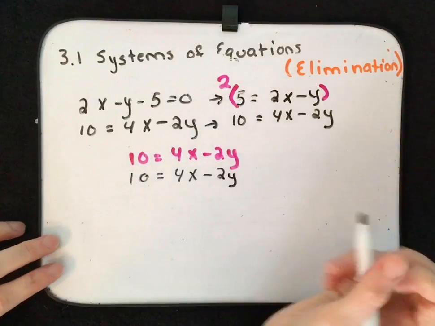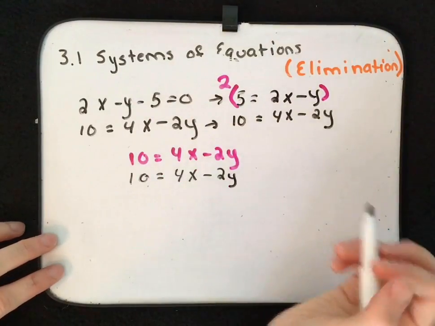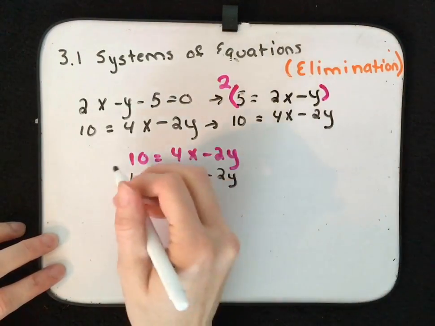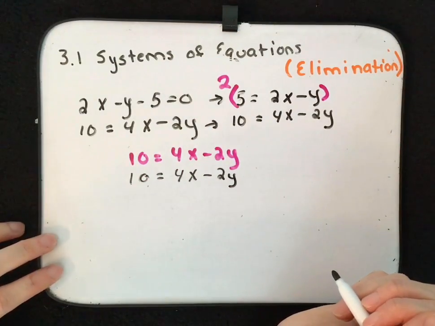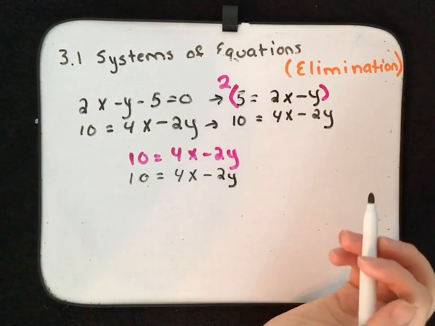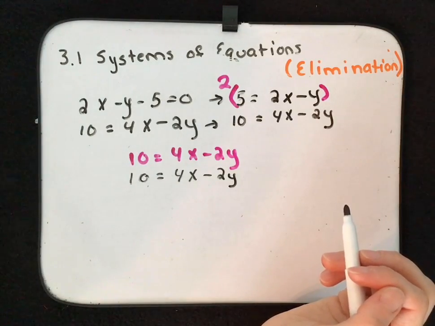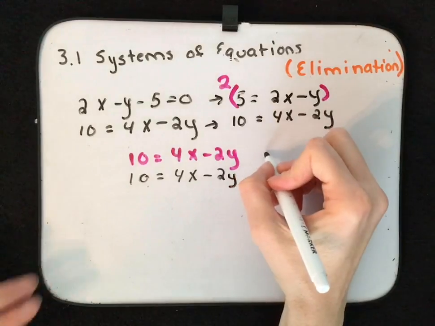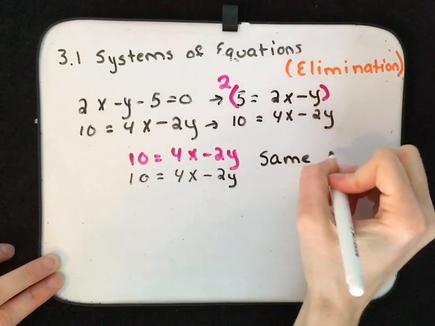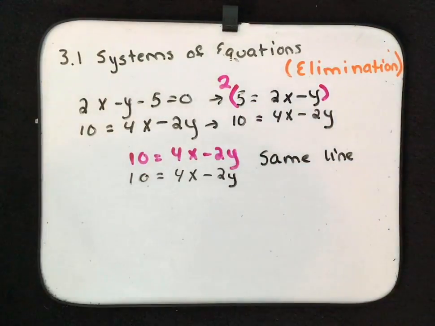Now before we try to solve this by doing our addition or subtraction for elimination, notice these are the same line. So if you were to keep going with your elimination, you're going to eliminate both equations, which means these are the same line, and there are infinitely many solutions. Let's try again.